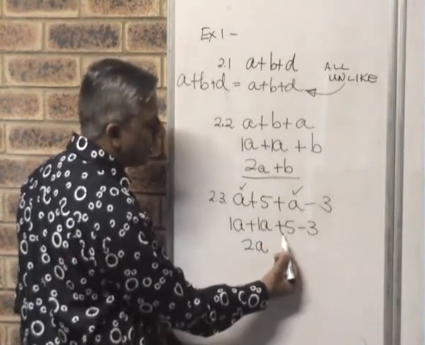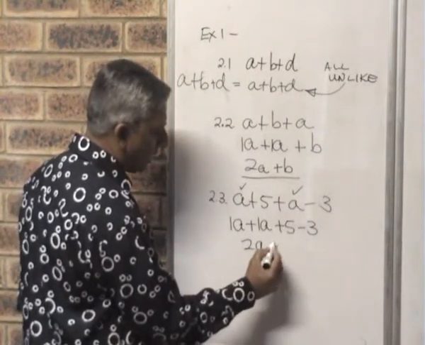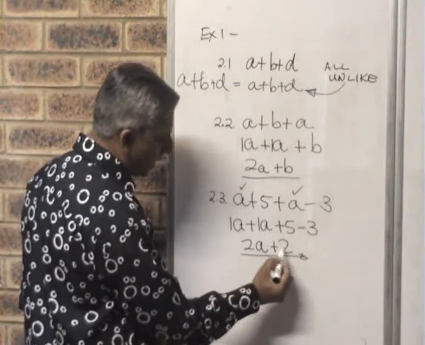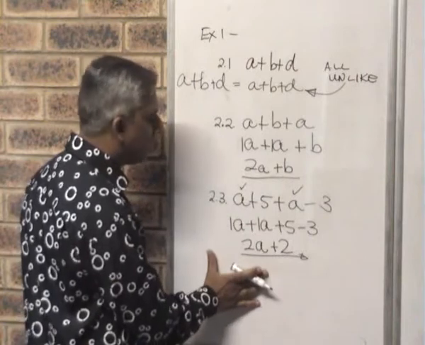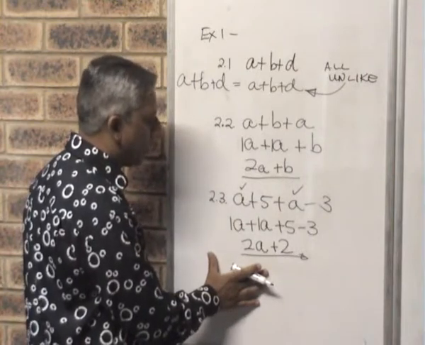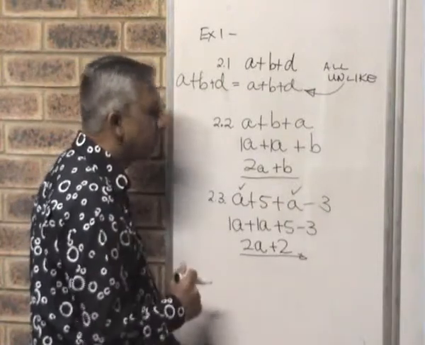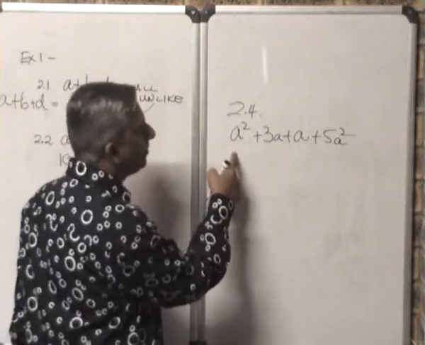Remember your integer rules now. Plus 5 minus 3, you have 5, you owe 3, you will end up with 2. So these are now unlike terms and they cannot be added anymore. So this is where you stop. Alright, so let's move across to the board there and we'll do 2.4. Alright, here we have 2.4.